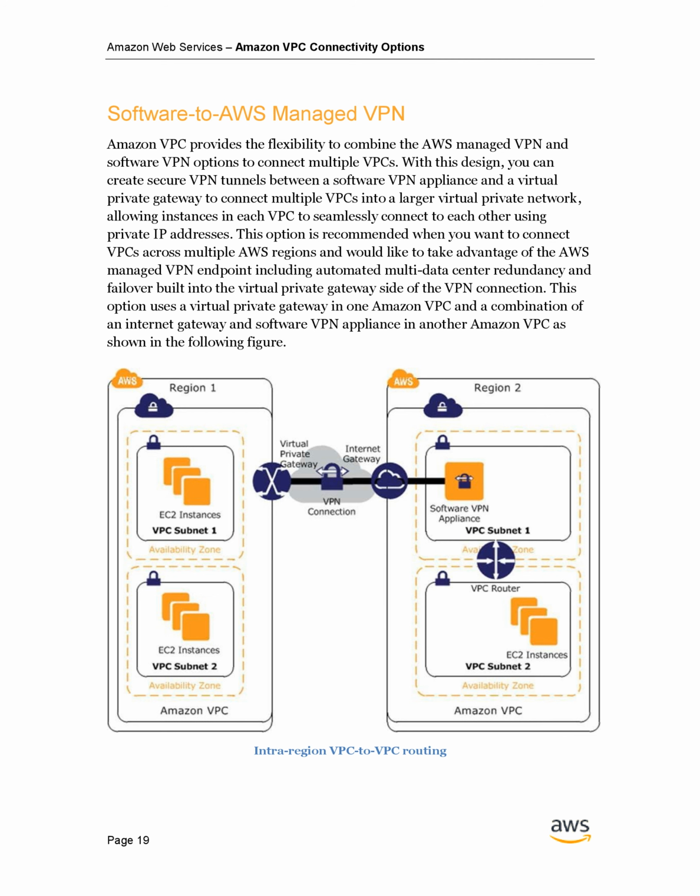This option is recommended when you want to connect VPCs across multiple AWS regions and would like to take advantage of the AWS Managed VPN endpoint, including automated multi-data center redundancy and failover built into the virtual private gateway side of the VPN connection. This option uses a virtual private gateway in one Amazon VPC and a combination of an internet gateway and software VPN appliance in another Amazon VPC, as shown in the following figure.